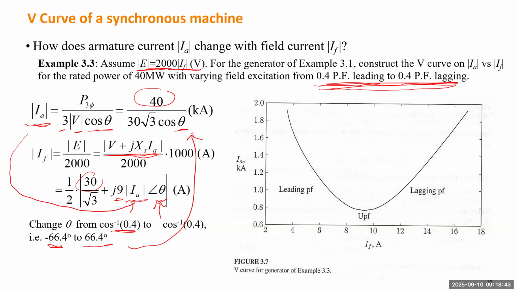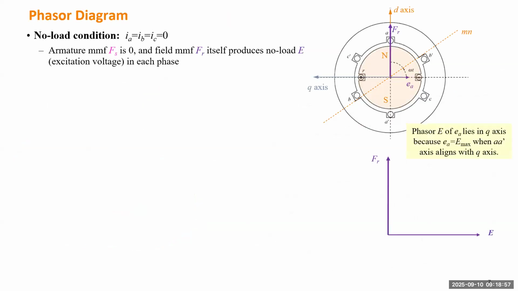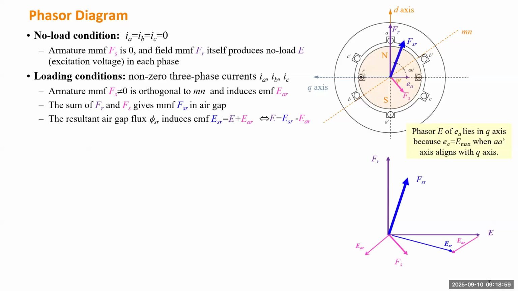All right, so next we want to move to the salient pole rotor generator. Before we talk about the salient pole rotor generator, let's go back to a round rotor generator temporarily. Let's just go back to this slide.